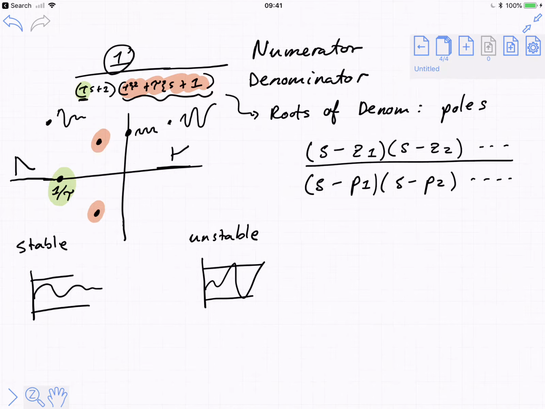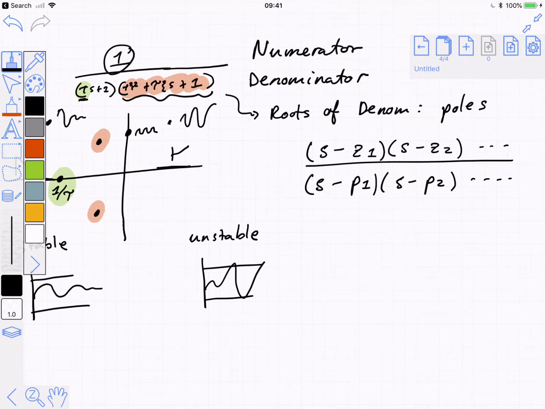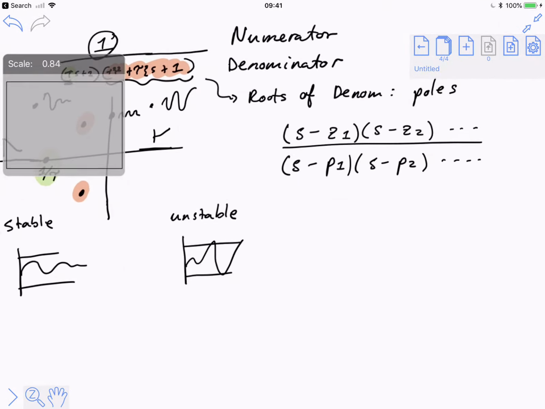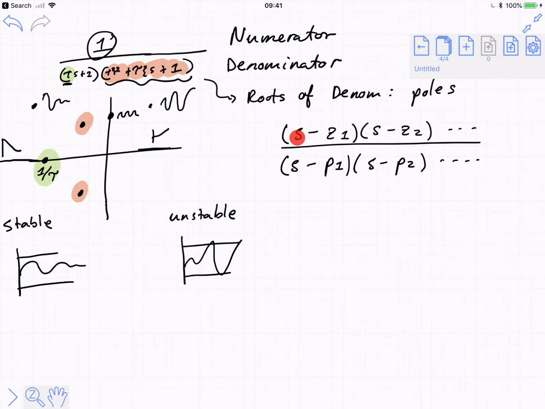So in this form, if s is equal to z1, the numerator is 0, right? If s is equal to z2, the numerator is 0. So anytime s becomes equal to one of these constants, that's effectively the a0 of that polynomial, or a root of that polynomial. So effectively, I've just factored it so that the roots are basically visible directly as the coefficients. So notice the negative sign, and notice the fact that the s has a unity coefficient.